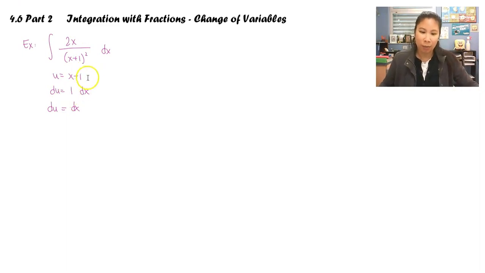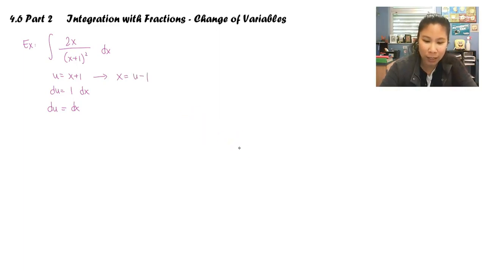That way, I can just write this bottom part as u squared, and then du would just be 1 dx, so dx really just equals du. Okay, so then on top though, we still have this 2x there, which is awkward because our derivative doesn't really match it. So the change of variables part is going to be where I rewrite my u in terms of x. So if I subtract 1 on both sides, I end up with x equals u minus 1.